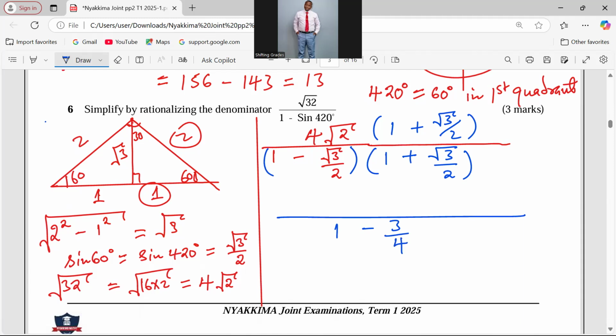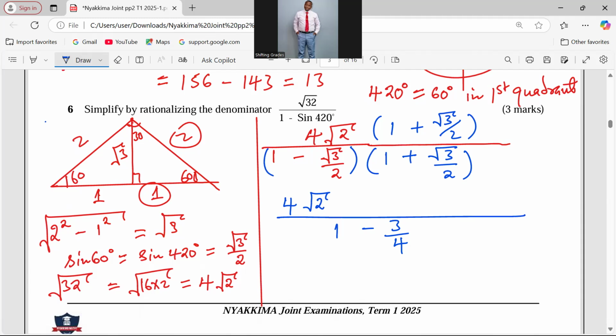3 out of 4 when we square, because root 3 squared is 3 and 2 squared is 4. Then now up there, we can open brackets whereby we will have 4 the root of 2, that is after multiplying by 1. Then we multiply again 4 the root of 2 by root 3 over 2.